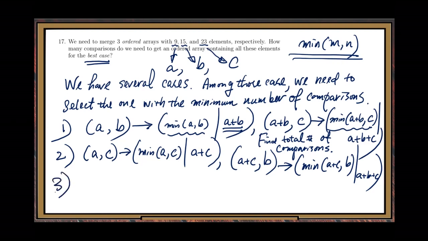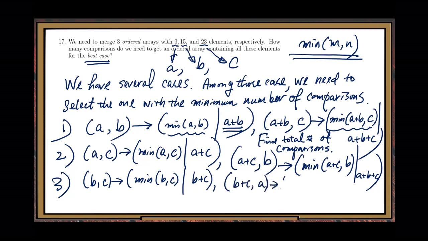So the last case, you merge B and C first. So you get the minimum of B, C, then B plus C. Next, B plus C and A. So you get the minimum of B plus C, A, then A plus B plus C. Okay?